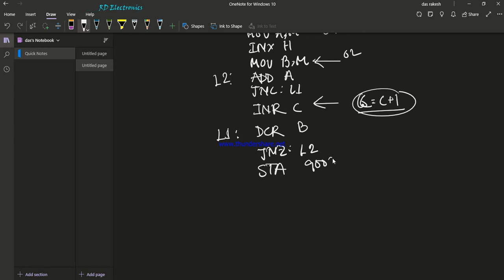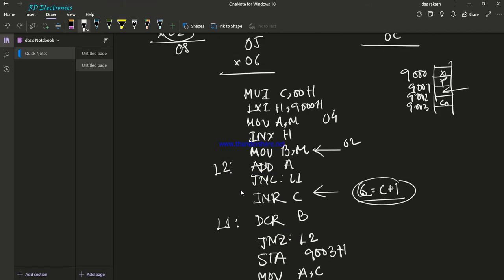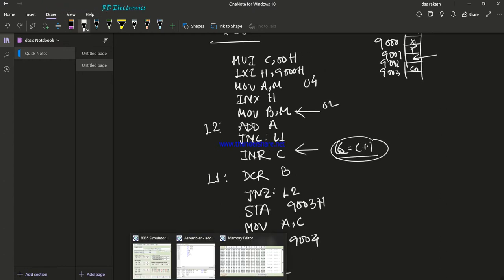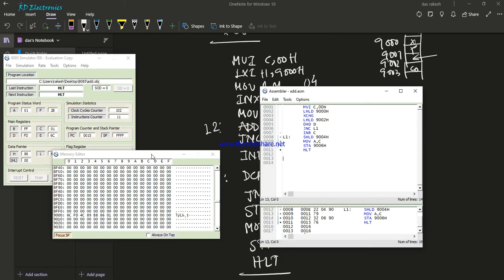So what is our target? Then the carry is transferred to the accumulator, and then saved at 9004, and then the halt operation is performed. So this is our algorithm for the product of two numbers.